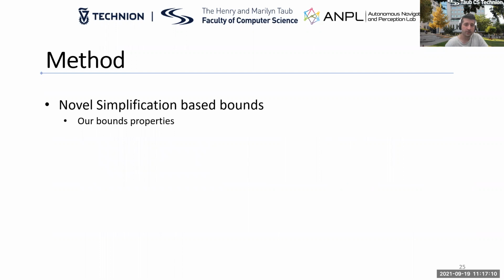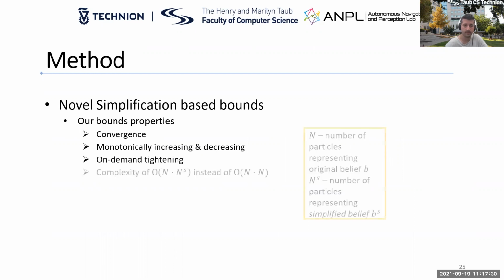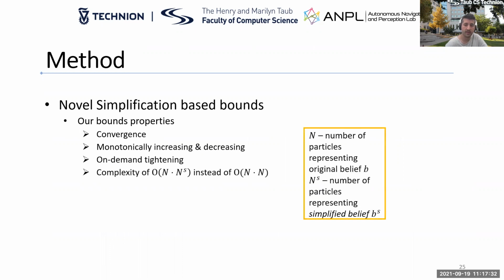Our bounds are highly functional with many desired properties. They converge to the actual reward function, which is a differential entropy approximation, with a monotonically increasing lower bound and a monotonically decreasing upper bound. Bounds tightening can be done on demand. Complexity is O of n times ns instead of O of n squared for the original reward, where n is the number of particles representing the original belief and ns is the number of particles representing the simplified belief.